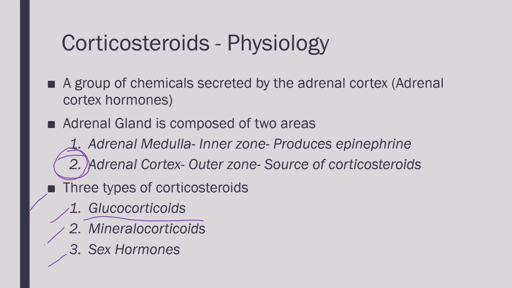The next one, number 2, the mineralocorticoids. An example of that would be aldosterone. Aldosterone is something that your body makes that regulates water and increases sodium reabsorption in your body. We'll talk a lot more about that in the diuretics lecture. So that would be an example of a mineralocorticoid that your adrenal cortex makes. And then finally, the sex hormones. This would be your androgens and your estrogens that are naturally secreted there.